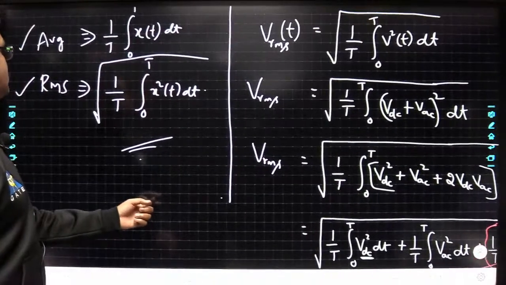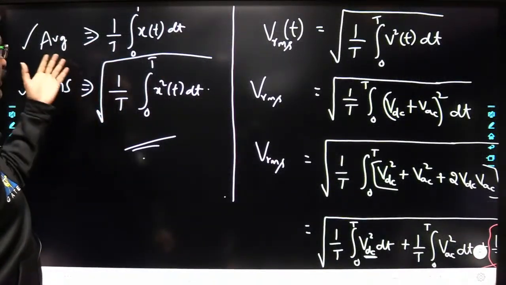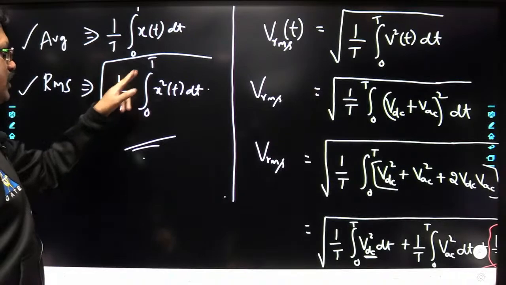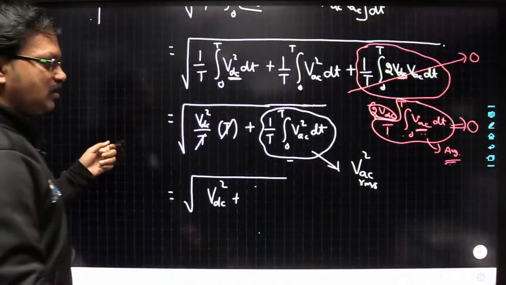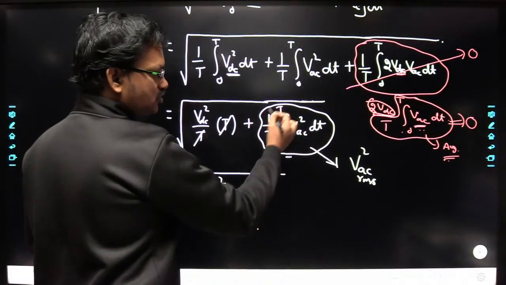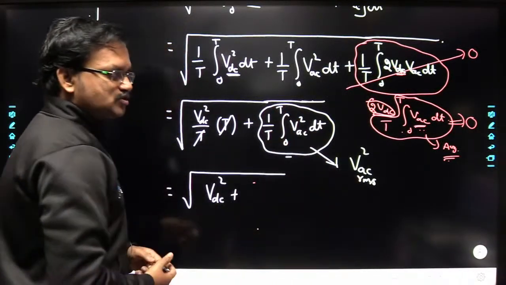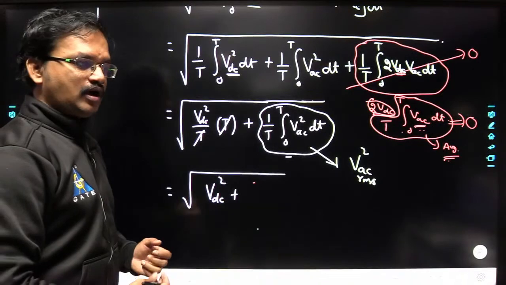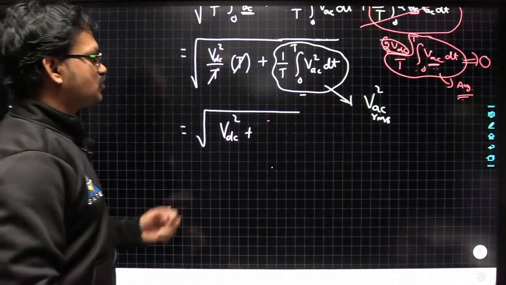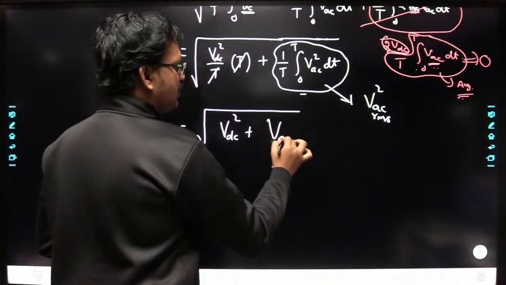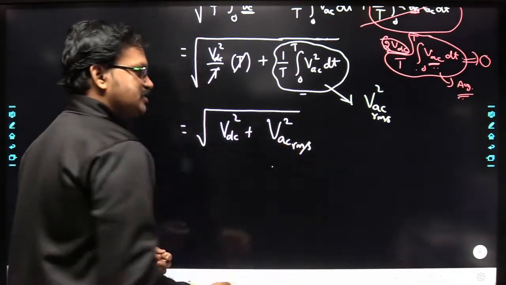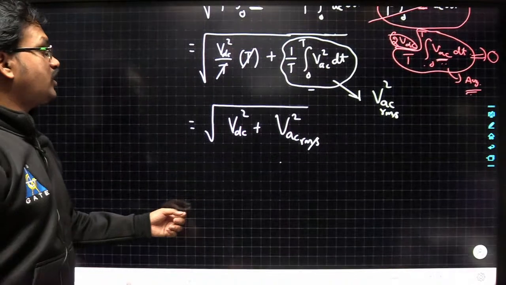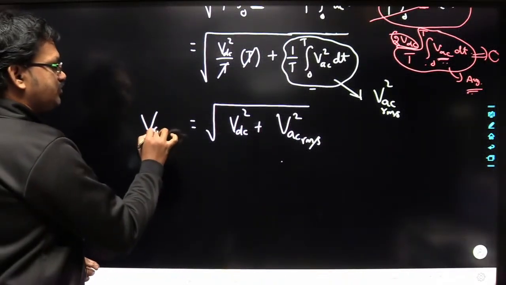Right. So this is the RMS value. If you square this, what are you going to get? 1 by T integral 0 to T x square of t dt. Here also the same thing. So this total term, you can write it as V_AC RMS square. So this is nothing but V_RMS here.